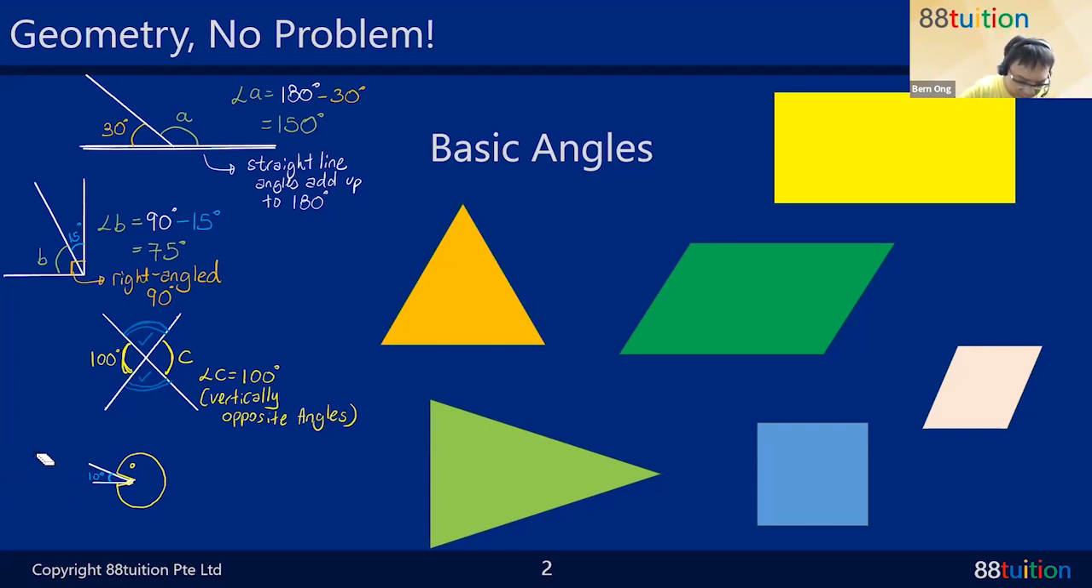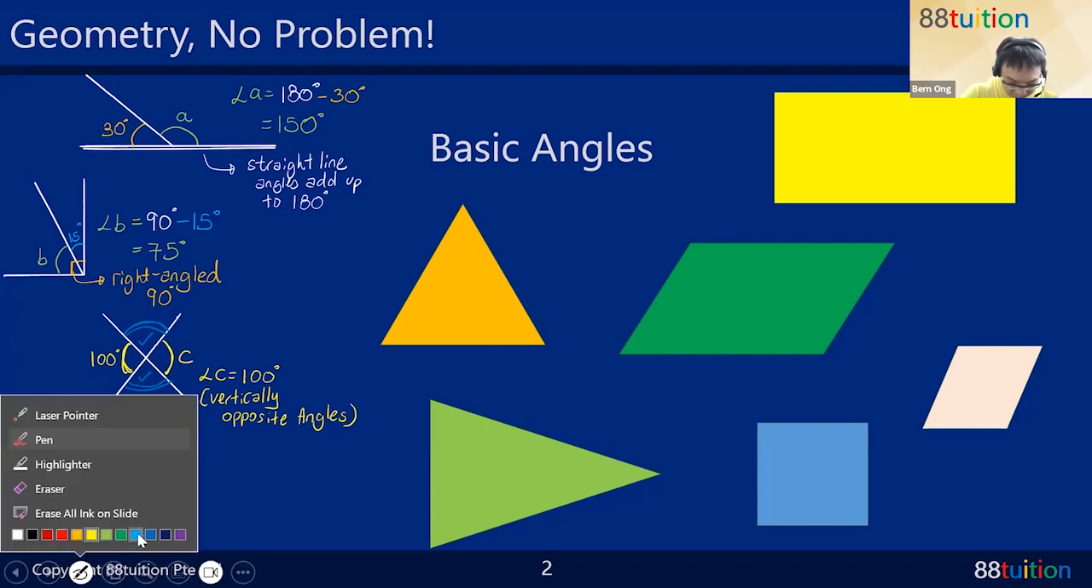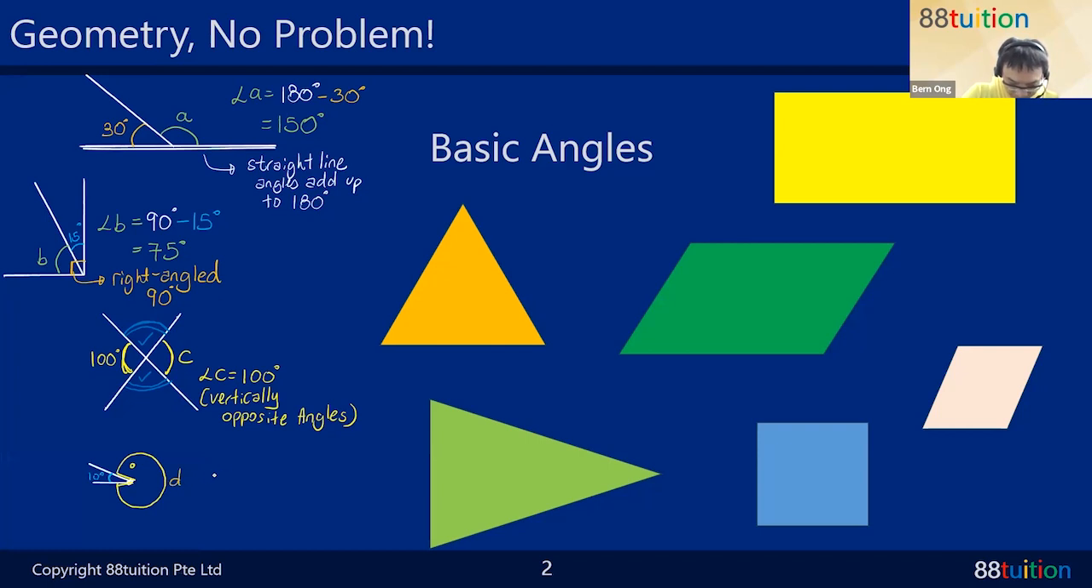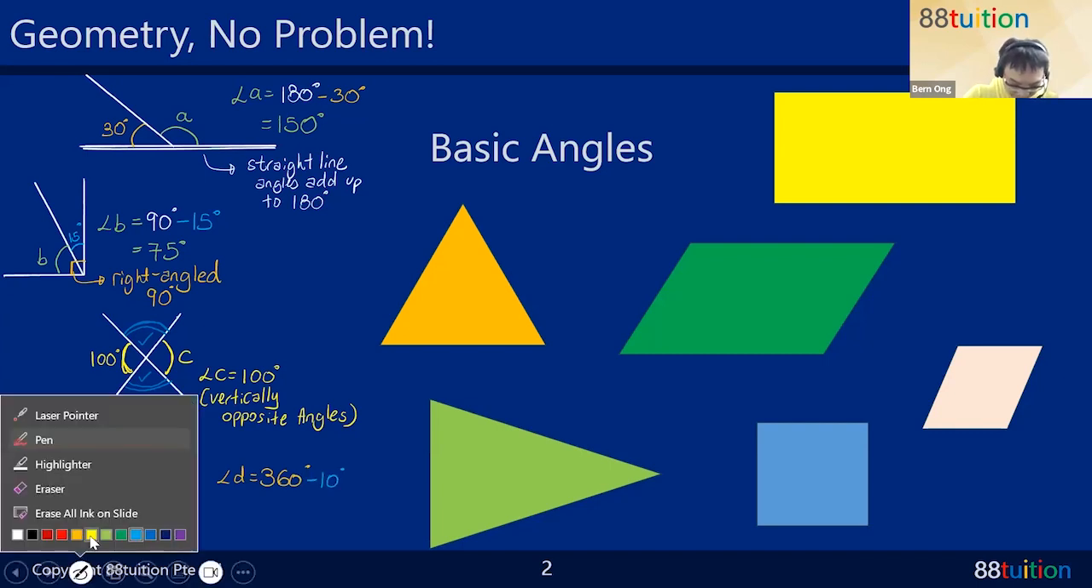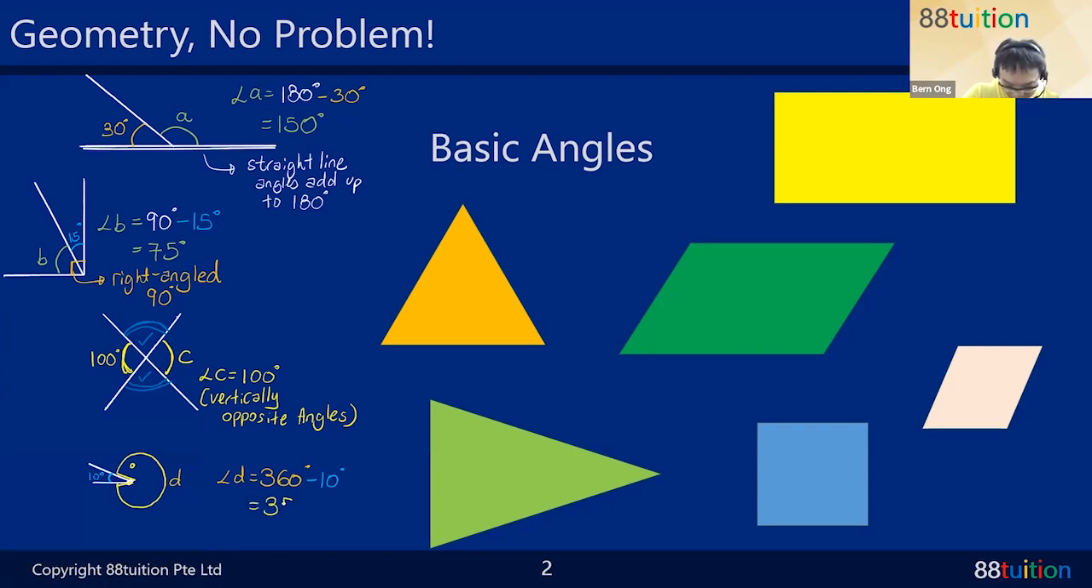So how to talk to you guys? All right, so down here, the big angle is actually one entire round. Sometimes they call this angle A, B, C, D. So angle D is equal to 360 degrees minus 10. This is called angle at a point. So the yellow portion is 350 degrees. One entire round around the dot is 360.